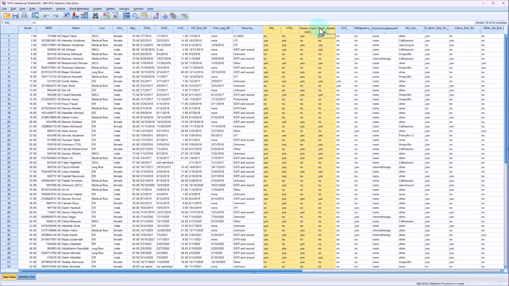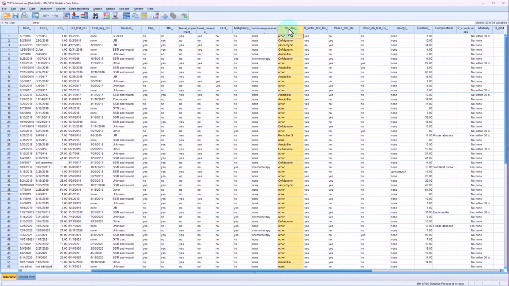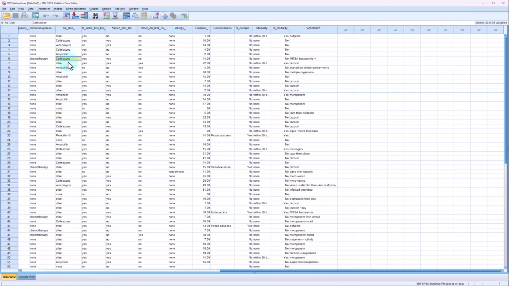Anyway, these are the comorbid factors: diabetes mellitus, hypertension, renal impairment, heart disease, chronic liver disease, malignancy, and immunosuppression they received. So these complications are yes no variables, and this column shows the antibiotic use, type of antibiotics different patients have received. This column shows a yes no variable if they have received beta lactam antibiotic as their first antibiotic, then it would be yes, otherwise the answer would be no.